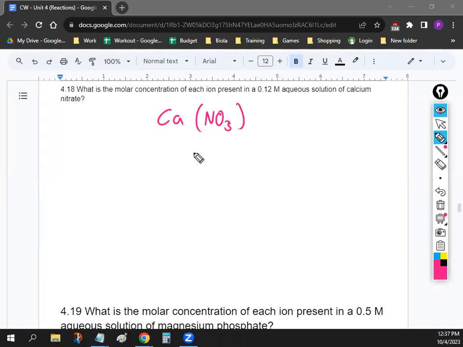Now, if you take a look at this, how many calciums are inside of calcium nitrate? One. There's 1 mole of calcium, right? And then how many moles of nitrate are inside of calcium nitrate? 2. Okay. Everybody good with that so far?